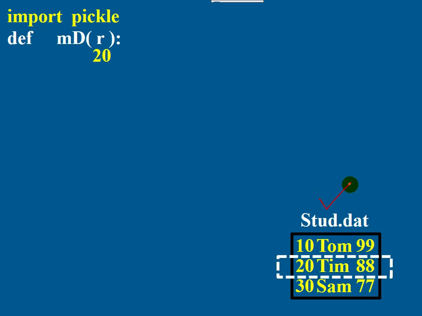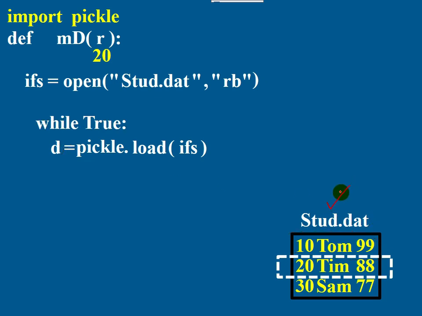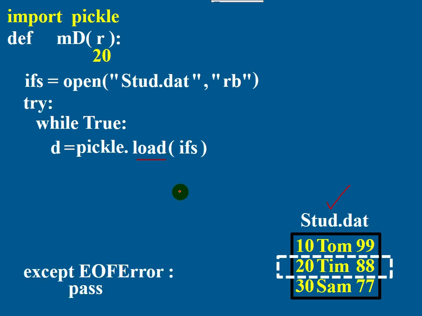Step 1. This file must be opened for reading purpose. D is equal to pickle.load(ifs). This statement will read one record, one dictionary from the binary file, and it is stored in variable D. If you want to read all the records, use infinite while loop. On reaching end of the file, load function throws an exception, and using try except you can catch that exception.